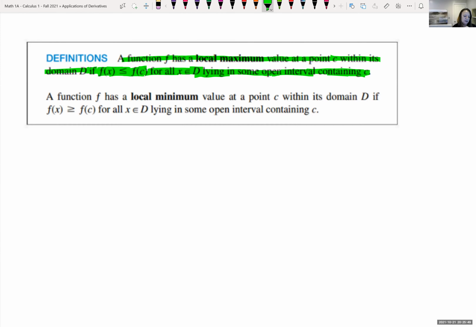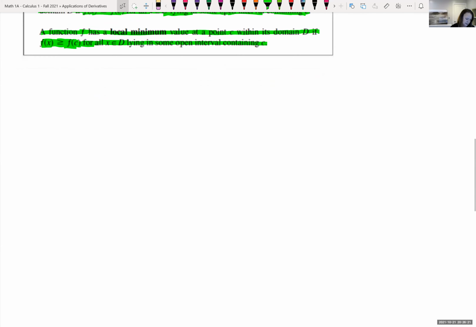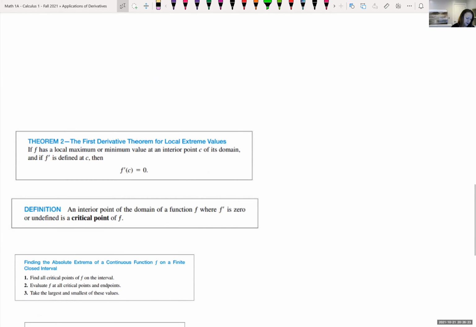Okay. Same idea here. A function f has a local minimum at a point c within its domain D if we can say f of x, our y value, is bigger than or equal to our y value at c, f of c, for all x in the domain lying in some open interval containing c. So now knowing that, there's another couple of theorems in here.